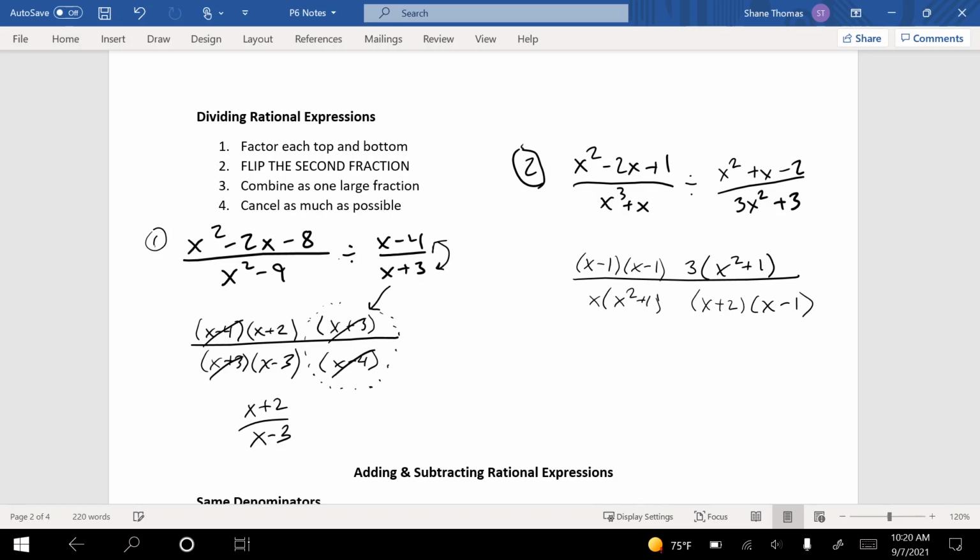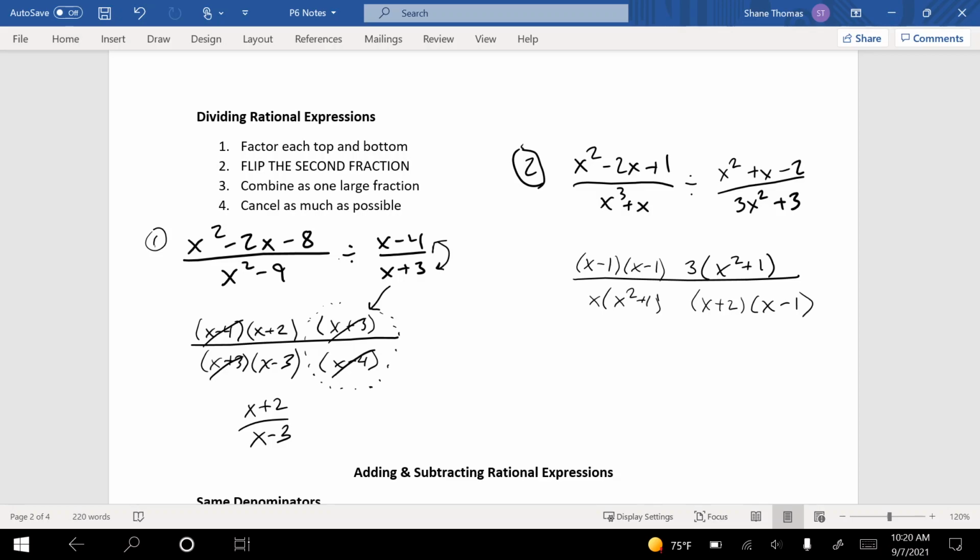And if you need to, guys, go ahead and rewrite this. If you want to write it again in factored form and then flip it, that's fine too. To me, I just like to factor it and flip it as I go. If you need that extra step, that's perfectly fine.